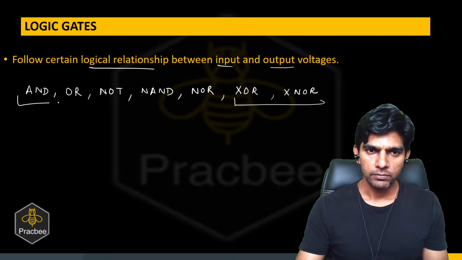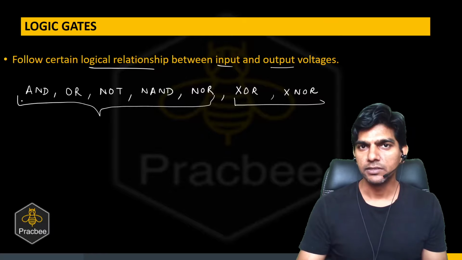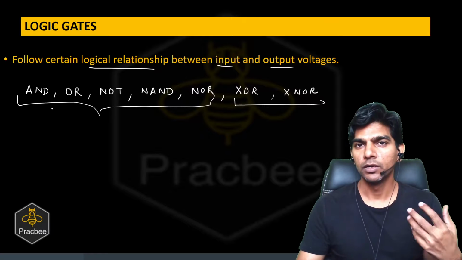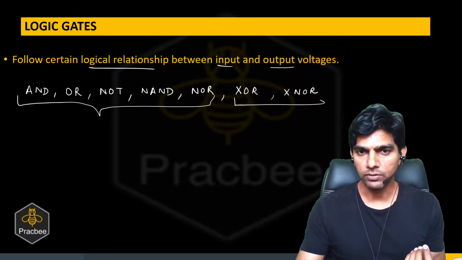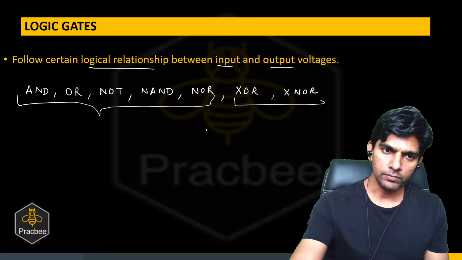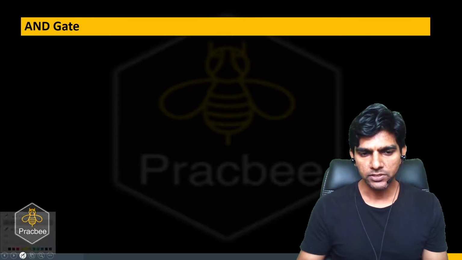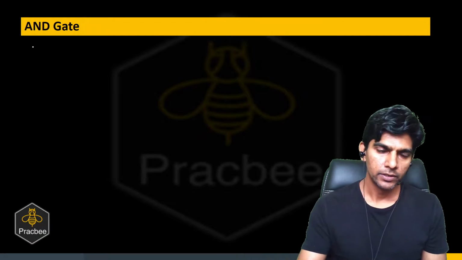But in the syllabus only these five gates are mentioned, so we should focus more of our energy on these gates. So let us see. Let us first start with the AND gate. To understand the AND gate, let us study this with a circuit.